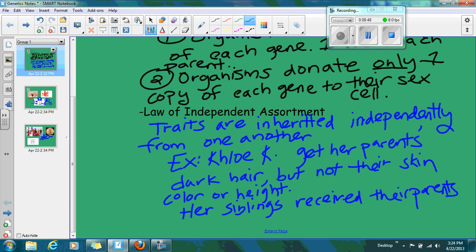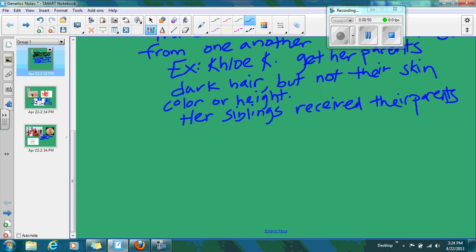You don't need to copy this down. You can just look at this. I'm writing this out so you can see this example. So her siblings received their parents' height, hair color, and skin color.